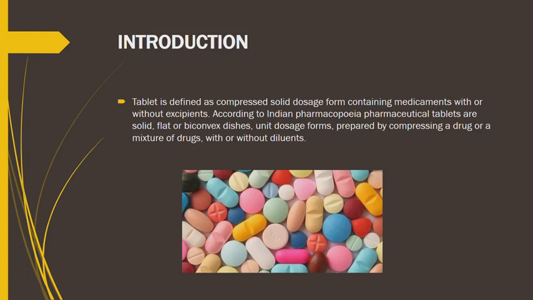So, according to the definition of tablets, tablets are unit oral dosage forms and the most common dosage forms available in the market. They are compressed solids which contain various drugs or medicaments with or without excipients or additives. A wide range of drugs can be given by means of tablet dosage forms. As per Indian Pharmacopoeia, tablets are solid, flat or biconvex in shape and they are prepared by compressing drugs or a mixture of drugs.